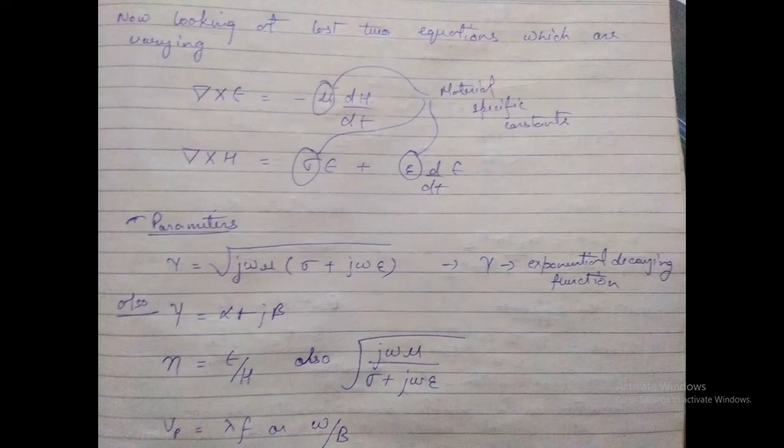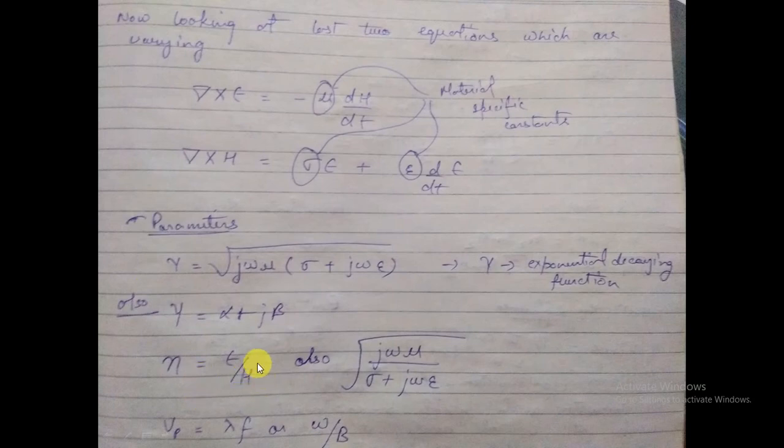Using this we can find some parameters for the magnetic field. First of all, gamma is called the propagation constant, and eta is called the impedance, like we did in networks. Its unit is ohm only, but here it is found through the E by H value.